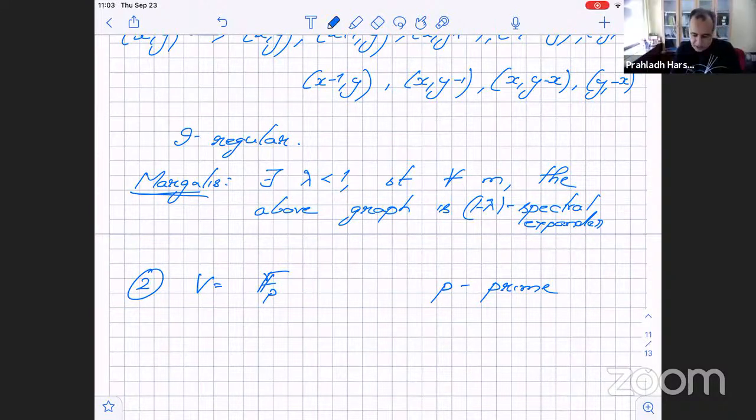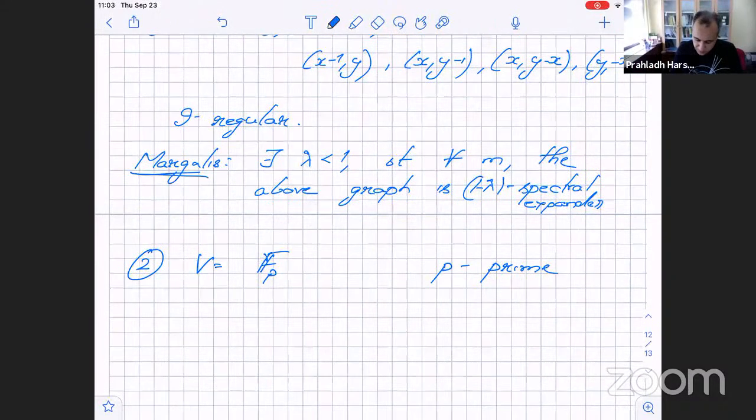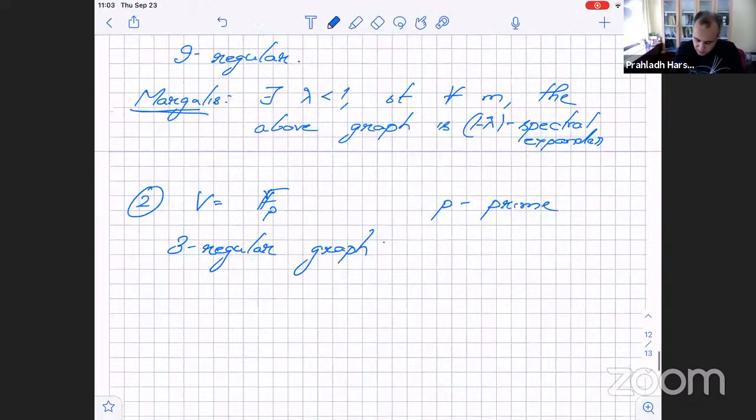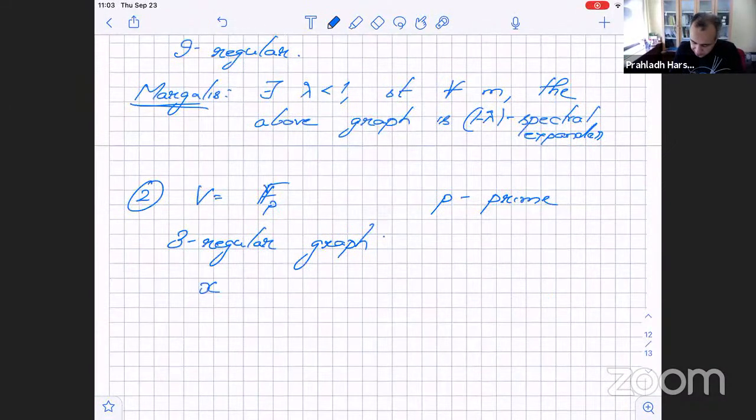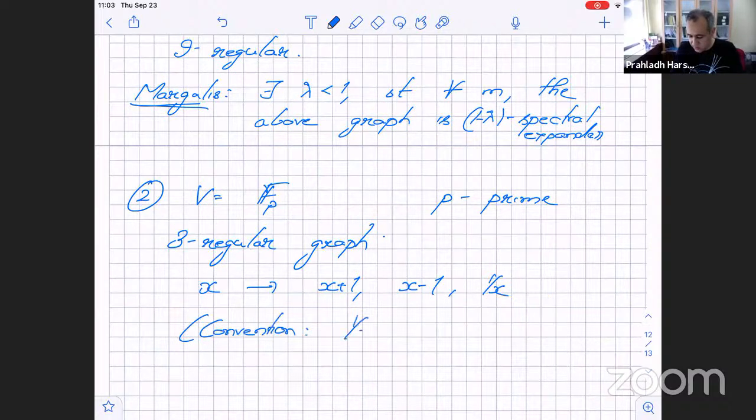Okay, so let me write it this way. It will be a 3 regular graph in which the number x is connected to x plus 1. Because of that, it should also be connected to x minus 1 to make it regular, and to 1 by x. And the convention is we will say 1 by 0 is 0. So there's a self loop.